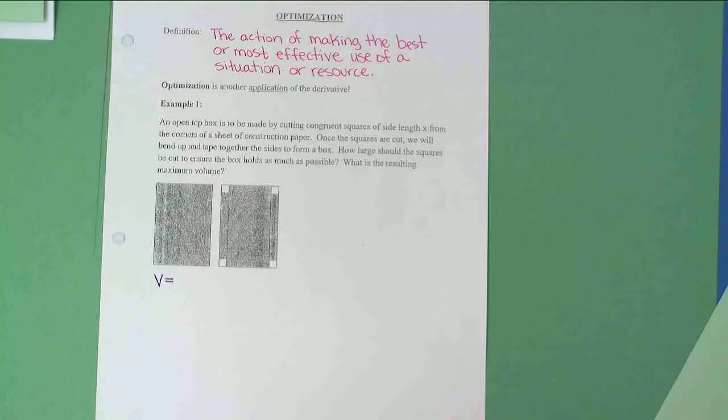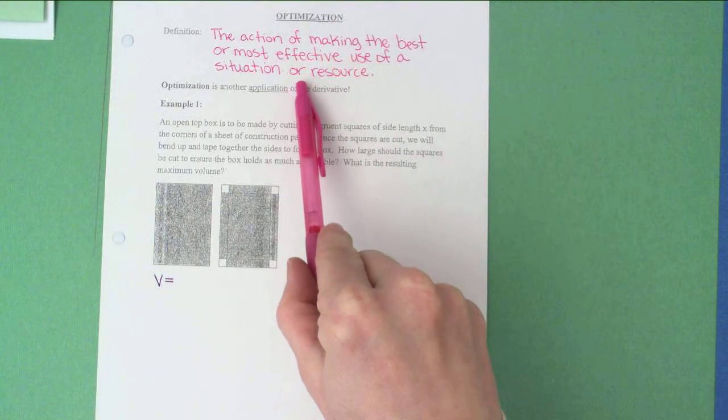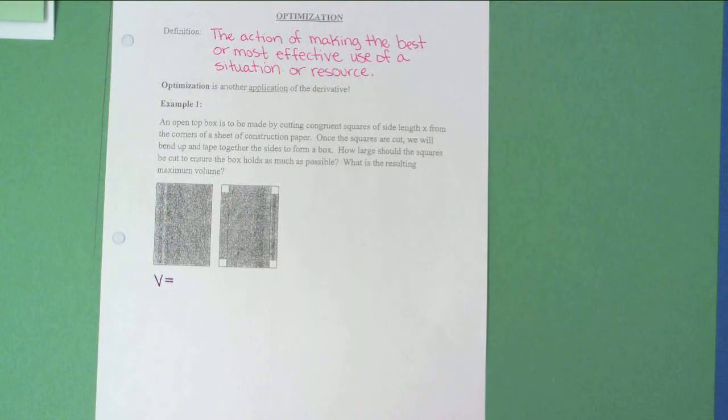Hi everybody, today's lesson is Chapter 4 and the title is Optimization. The first thing I'd like you to do on your note sheet is copy down the definition I've written right here on optimization. It's the action of making the best or most effective use of a situation or resource. So feel free to pause this video and get that definition down.